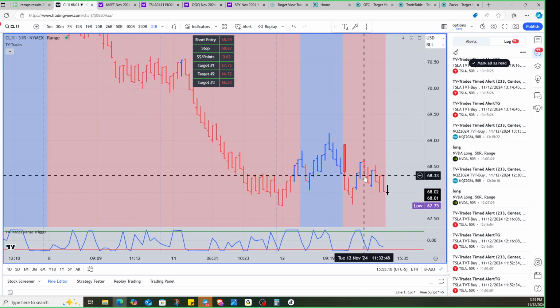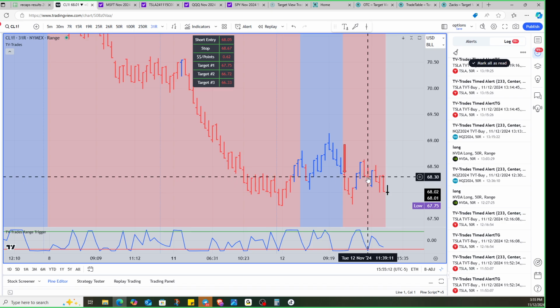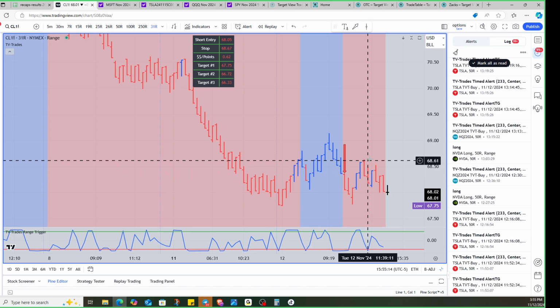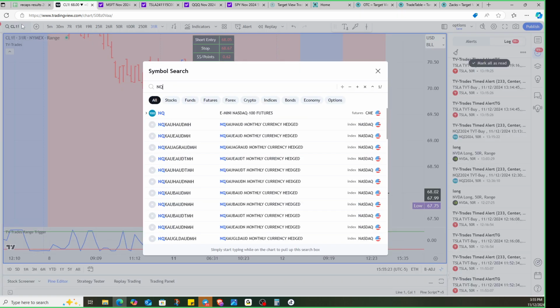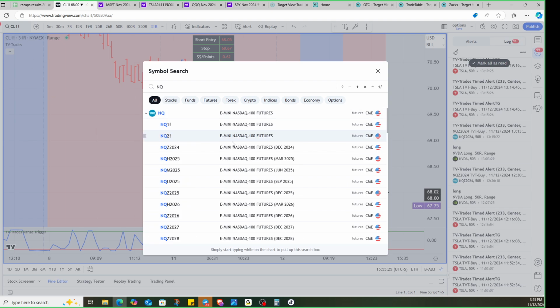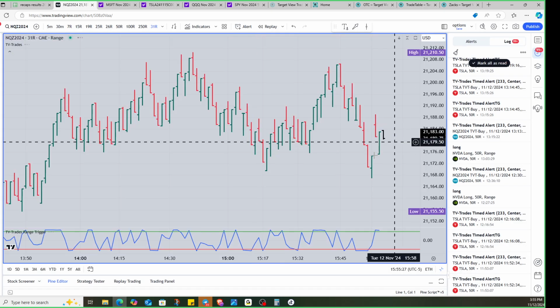All right, I would have triggered in right here at 68.30, we'll say, and because the top of the bar was up here at 68. Well, I'm sorry, this is crude oil again. I'm looking at crude, not the NQ. Let's look at the NQ. Hang on, but it's the same thing. We'll look at the NQ.